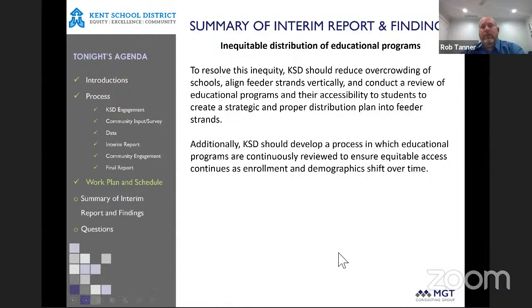And additionally, we also discussed that reviewing where educational programs should be a continuously reviewed loop, so that where students live and which students need different educational programs are going to change over time. And so if you have that continuous review, then you can address those in small adjustments rather than large wholesale adjustments.